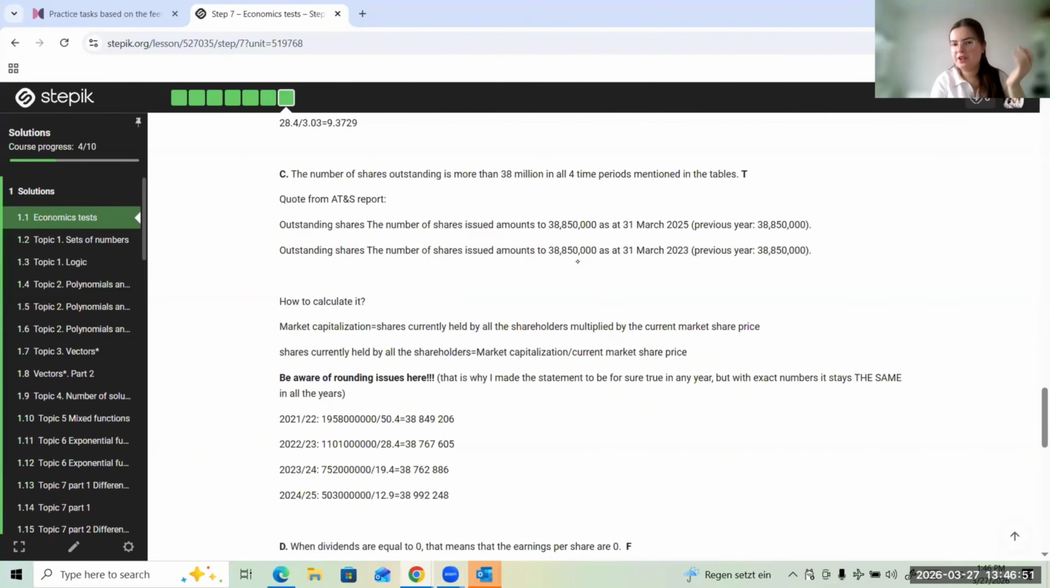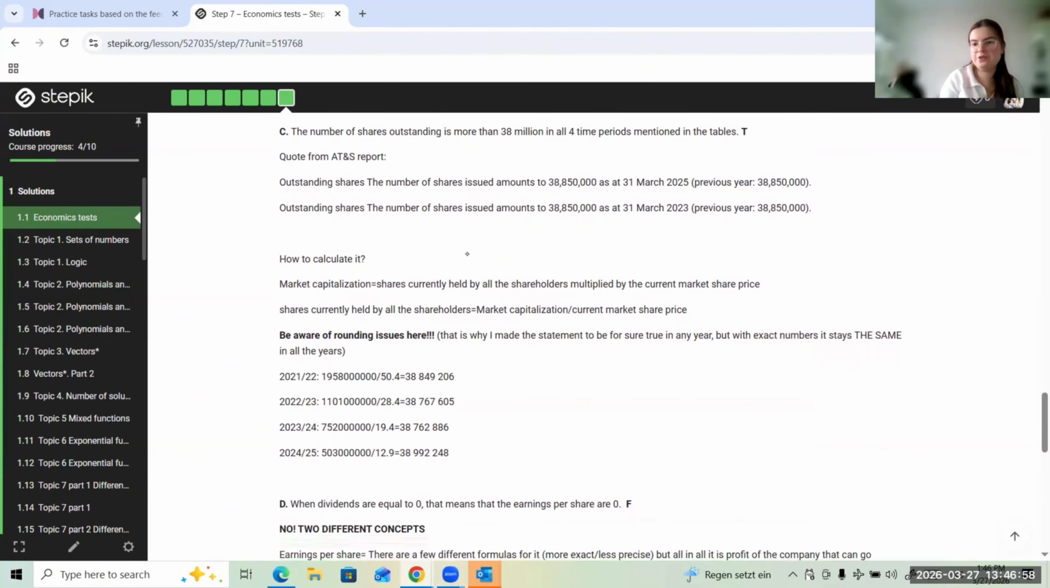And how do you figure it out from the tables? Because you don't have those numbers in the tables given to you. And you need to know what market capitalization is. So I'm coming back to market cap that we discussed. It's the shares currently held by all the shareholders multiplied by the current market share price. And if you want to reverse it and find the actual shares that are there, you just reverse the formula and you solve for this part. So this part is just market capitalization divided by the share price. That's how you arrange the formula to get what you want.